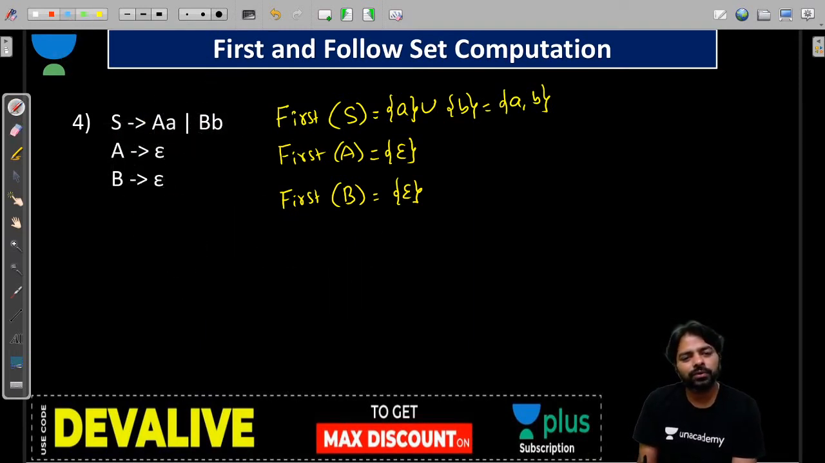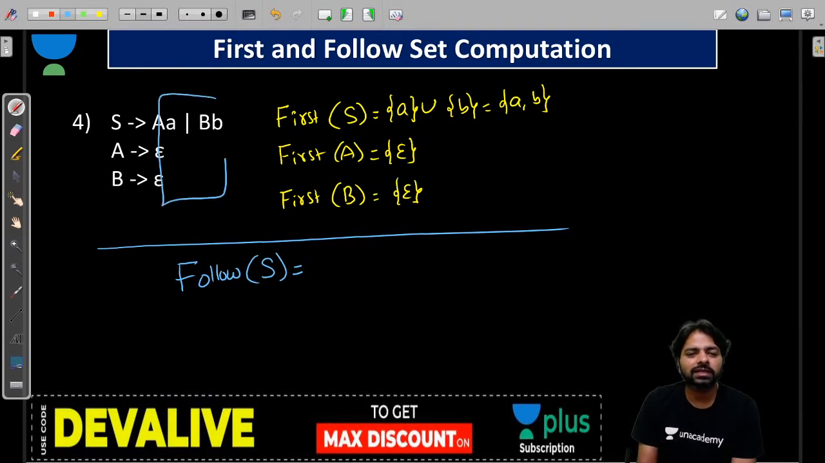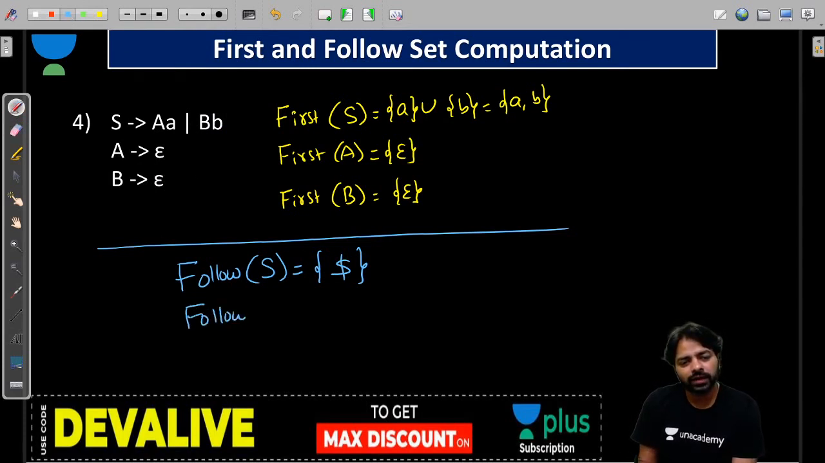And if you compute the follow set, follow of S is not there in the RHS side, so just dollar. And follow of A is nothing but small a, and follow of B is nothing but just small b.